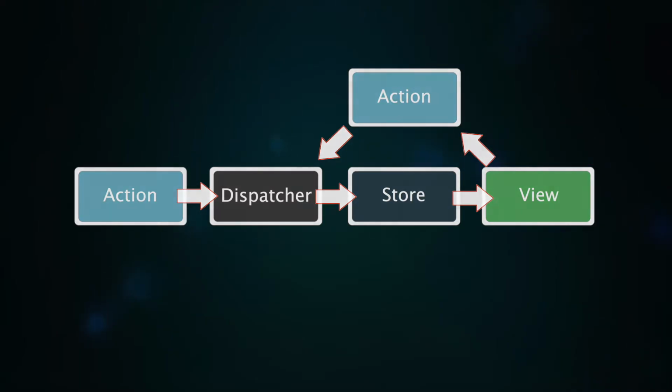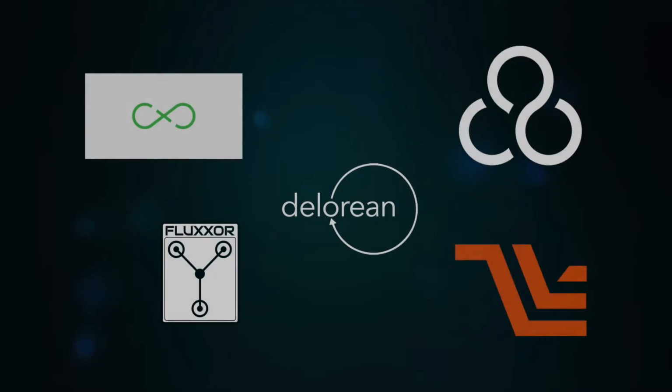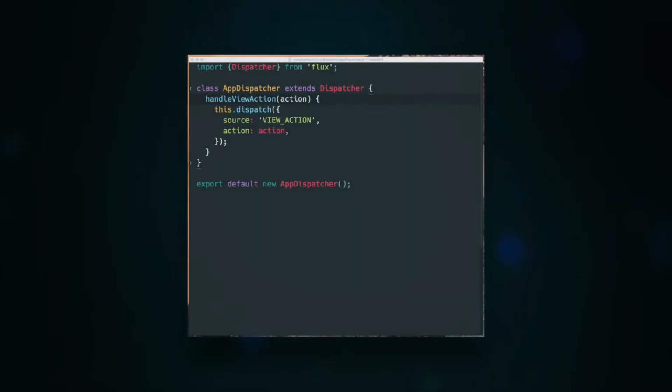So, how exactly can you use Flux? Actually, there are many implementations out there, but I'll be concentrating on the official one only. To use Flux, all you technically need is an event system. Facebook's official implementation is providing a dispatcher class, which we're going to use. It all starts with the dispatcher. We subclass the dispatcher class and add a handleAction method. All actions will always go through here.